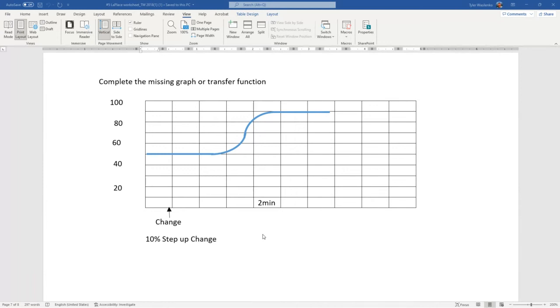Okay, we can now take our 40% value there, multiply it by 0.632, and this will give us our T1 time, and 40 times 0.632 is 25.28.